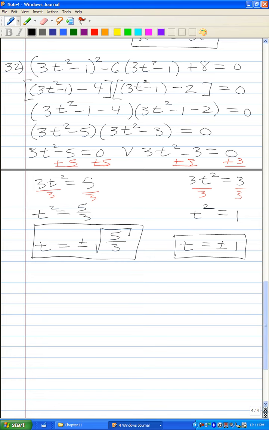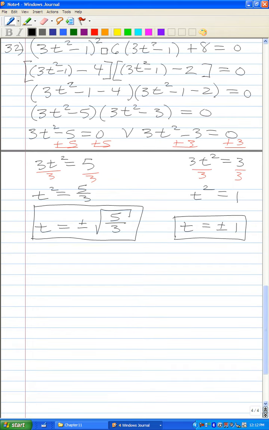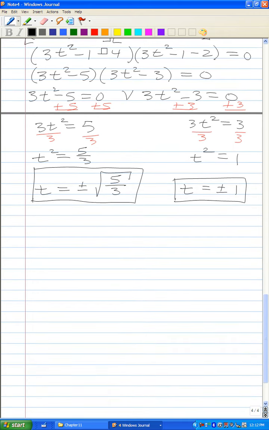And so I have 1, 2, 3, 4 solutions. 2 times 2 is 4. So to this fourth degree polynomial, I have 4 solutions. So good, I found all solutions. Let me do problem 34.